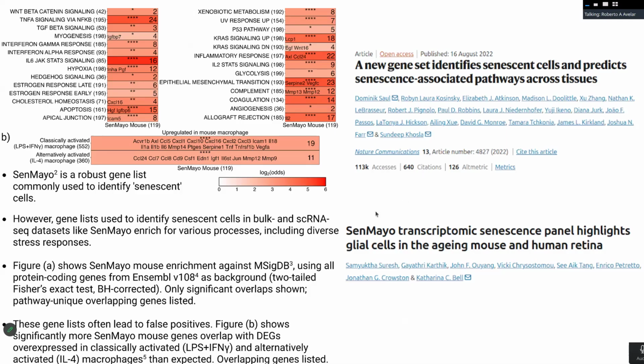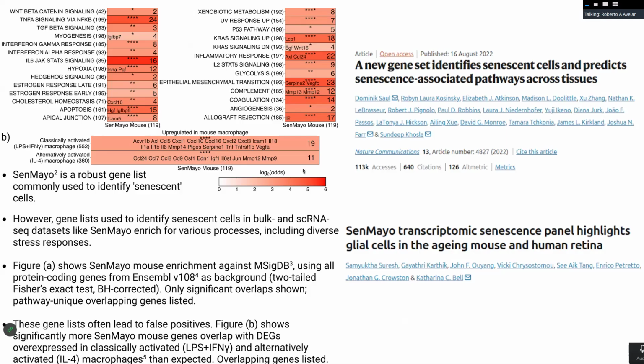But the problem with Sen-Mayo is it's got a lot of inflammation genes, actually, and a lot of genes linked to a lot of different processes. So we can do an enrichment of Sen-Mayo using the MSIG database, this hallmark gene list, which is meant to be more specific than doing functional enrichment. And we find enrichment for a bunch of different stress pathways like hypoxia, apoptosis, inflammation, cell cycle, right? And then there's other processes as well that are enriched.